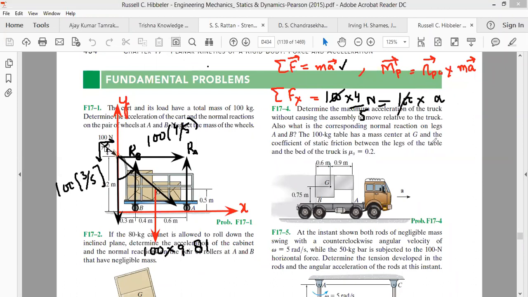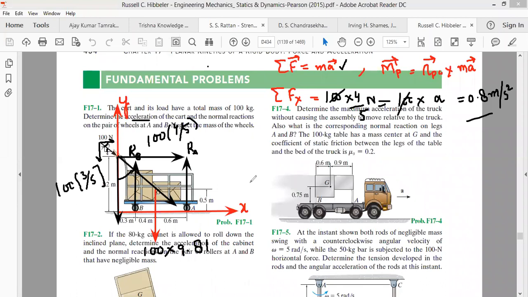100 and 100 cancel. Therefore, acceleration becomes 0.8. So the acceleration of this body becomes 0.8 meter per second squared. So we are done with the acceleration. Now we have to find the normal reaction at end B and at end A.